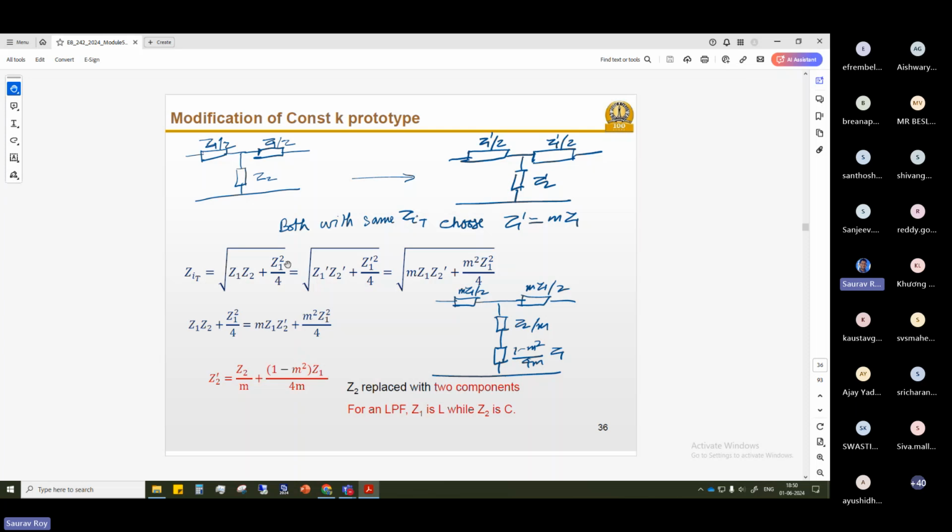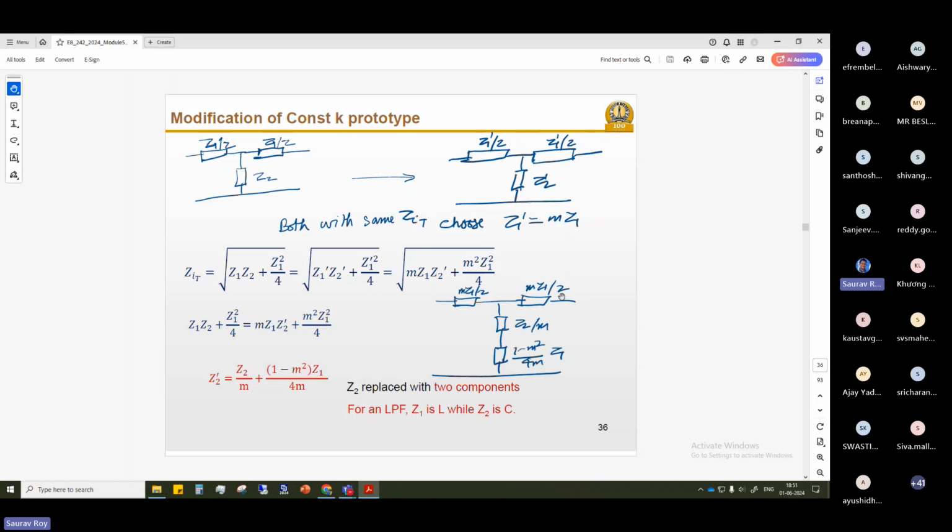If you use the same formula, because we want to keep ZIT constant, then for a given Z1 prime, that is what we assumed as MZ1, we calculate Z2 prime. This is the revised circuit. Z1 has been replaced by MZ1 and Z2 is replaced with Z2 by M plus (1 minus M square) by 4M. This extra term has come now in the shunt element. In the shunt term, we have added an extra component.